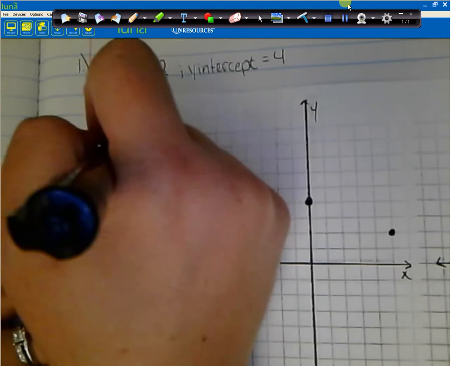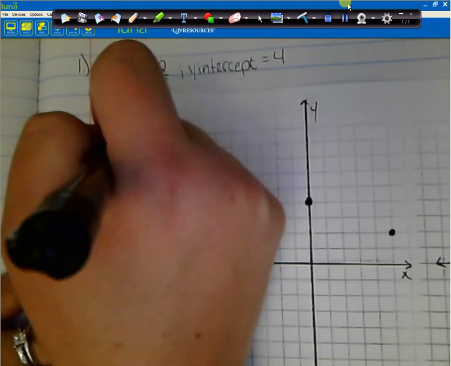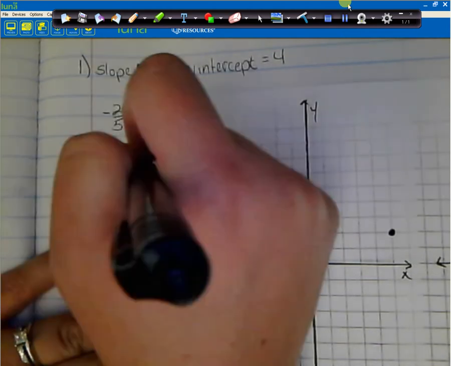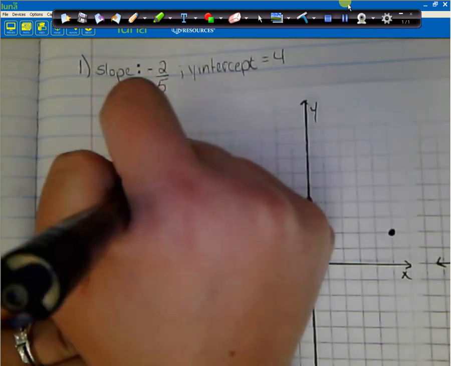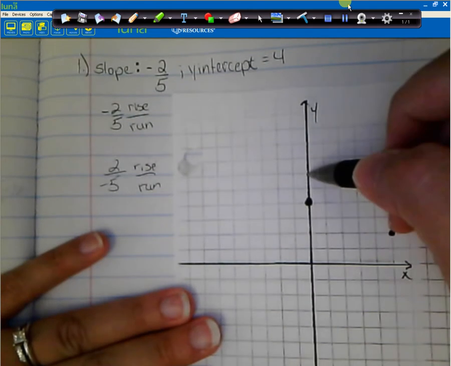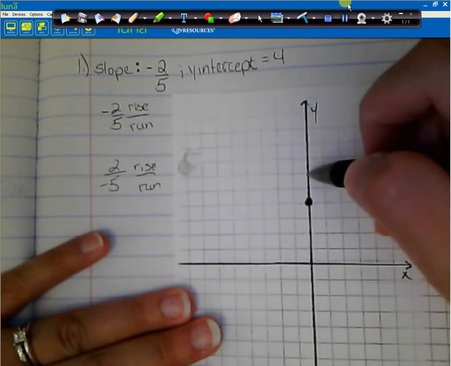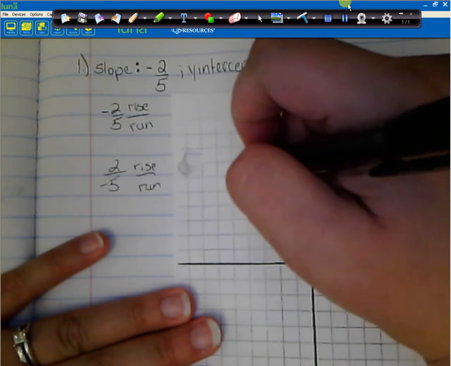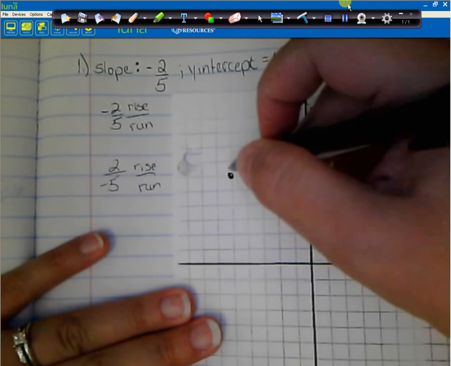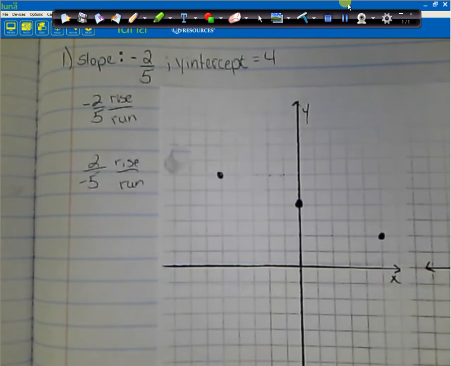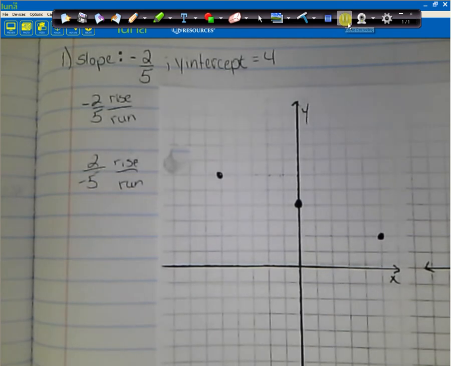Then I'm going to rewrite this as 2/-5, which is going to tell me that the 2 is positive, so I'm going to go up 2. The 5 is negative, so I'm going to go left 5. 1, 2, 3, 4, 5. And I'm going to put a dot there, and now I'm going to take some sort of straight edge, either the side of a piece of paper or a ruler, and I'm going to draw a line through those 2 points.